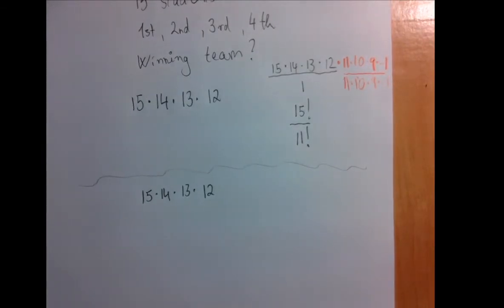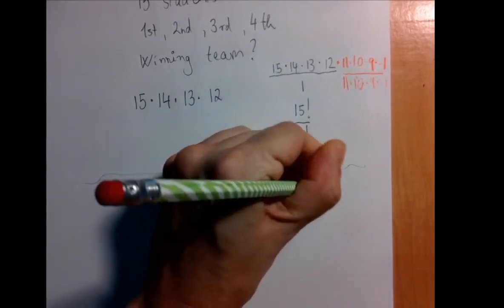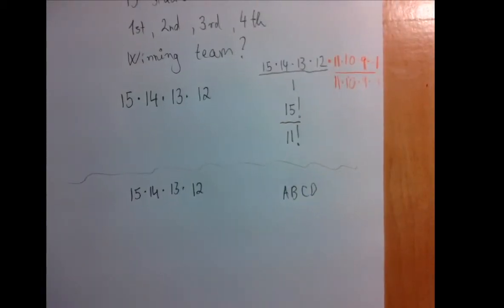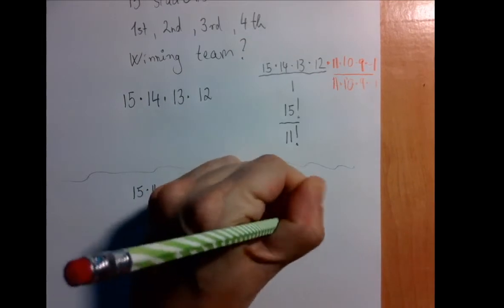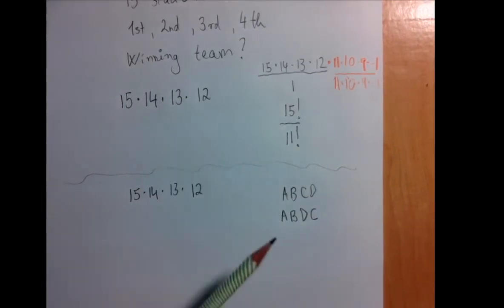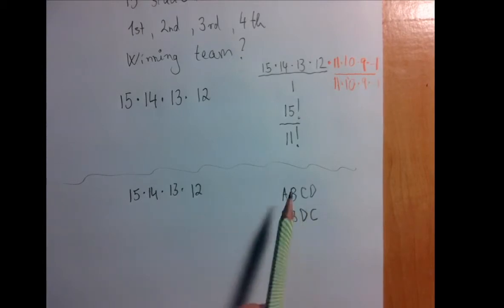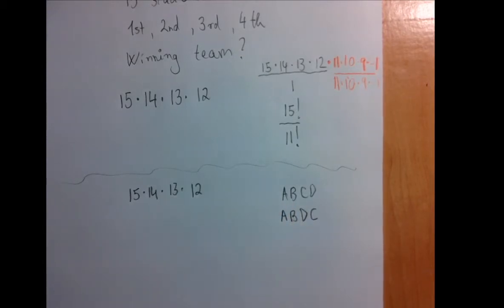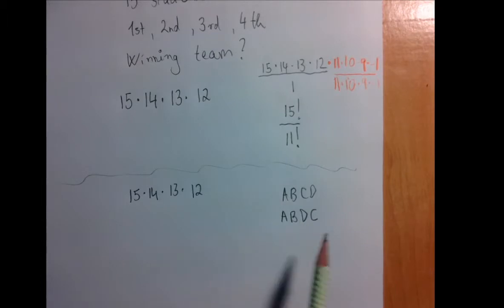Because if the 4 students that won are, say, students A, B, C, and D, then A, B, D, C and A, B, C, D are different outcomes if the order matters, but not if the order does not matter, right? So the question here is, if we fully list this, how many would be on this list? And so the better question is, what kind of a list is this?